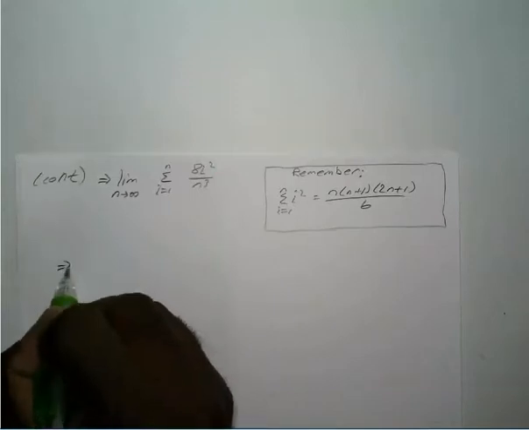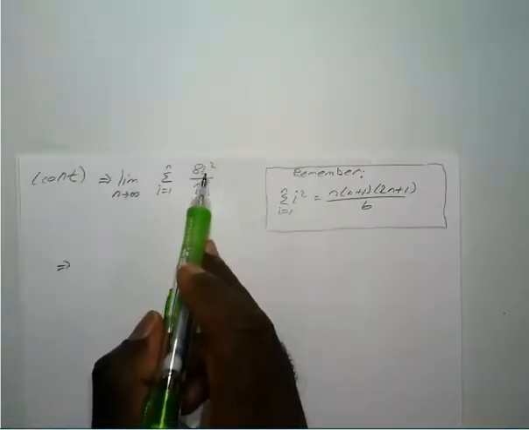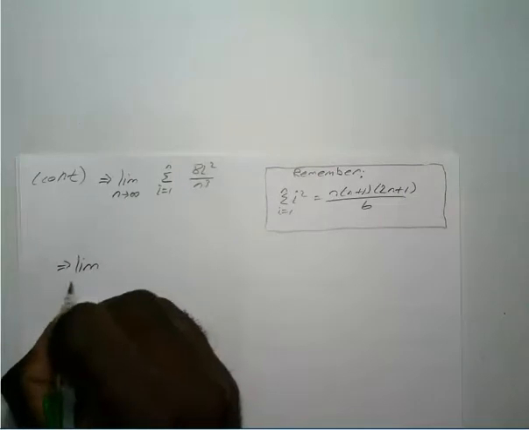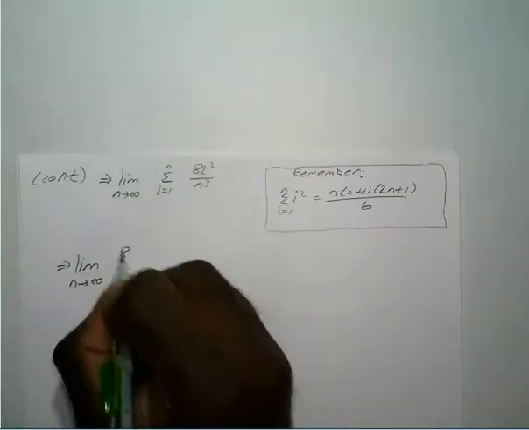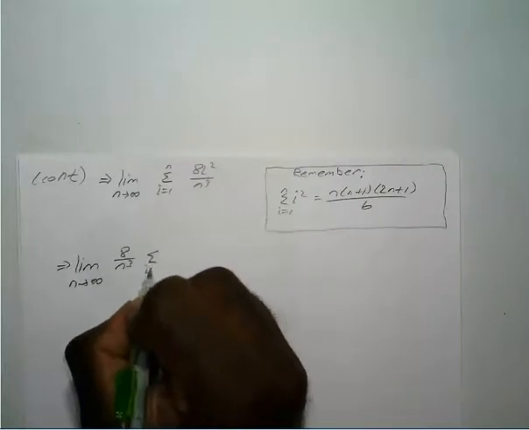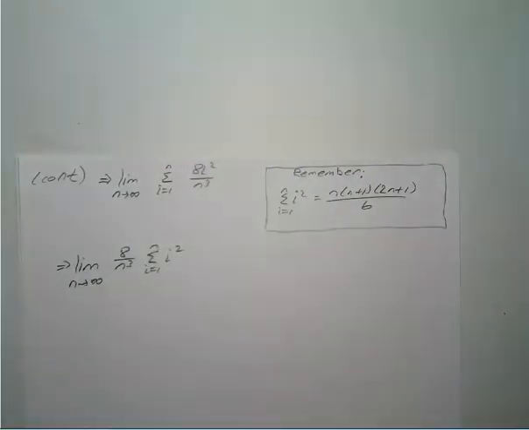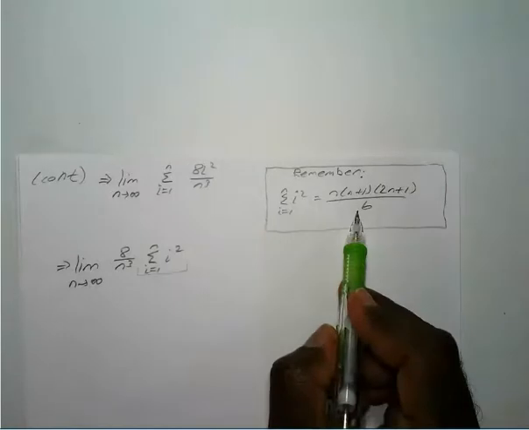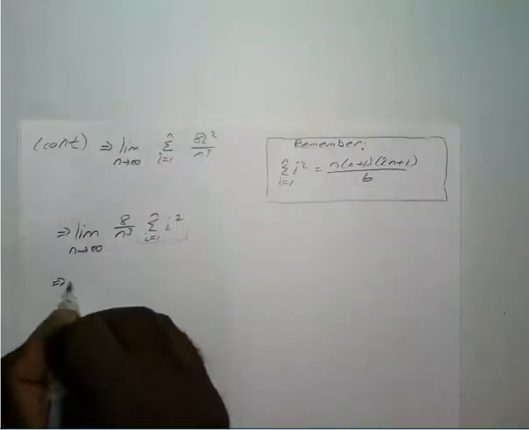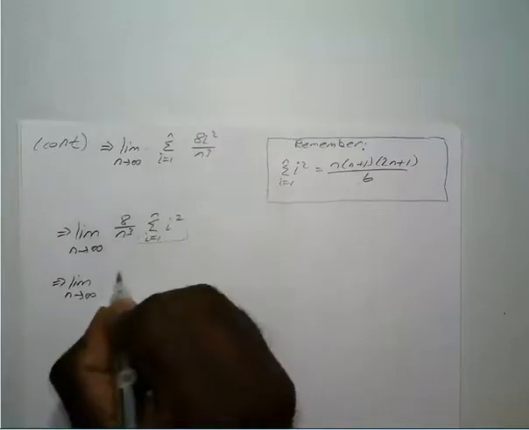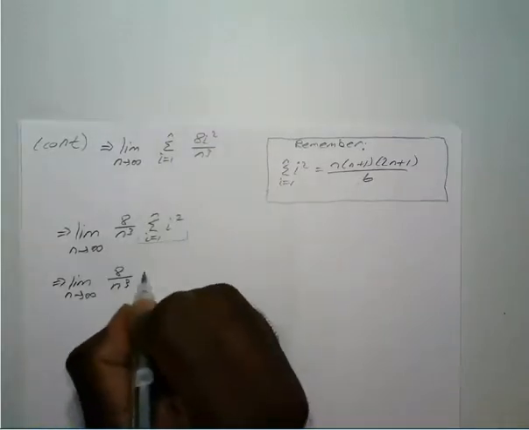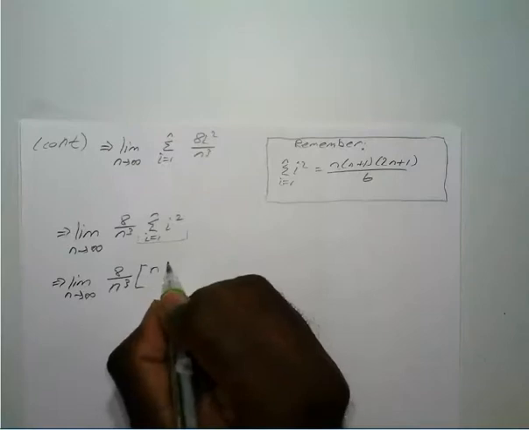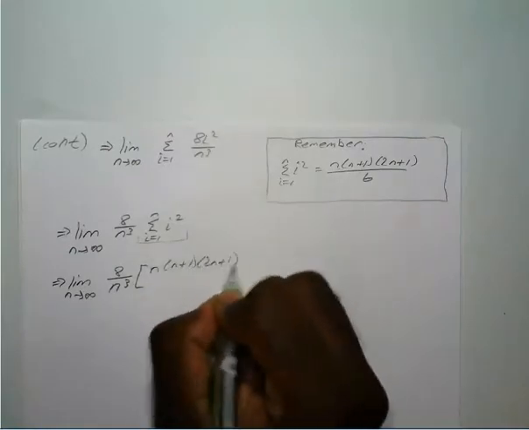Okay, so we're going to get all of the terms that don't have an i. So we're going to get the 8 and the n to the third, and we're going to move that out to the front. So you have the limit as n approaches infinity of 8 over n to the third times the sum from i equals 1 to n of i squared. Okay, so now we're going to replace this sum with this term here. So that's the limit as n approaches infinity of 8 over n to the third times n times n plus 1 times 2n plus 1 over 6.